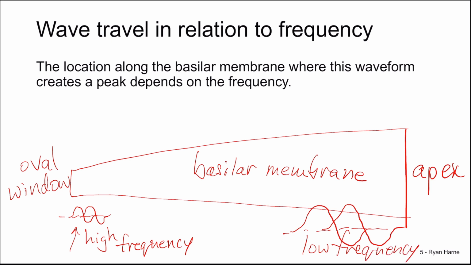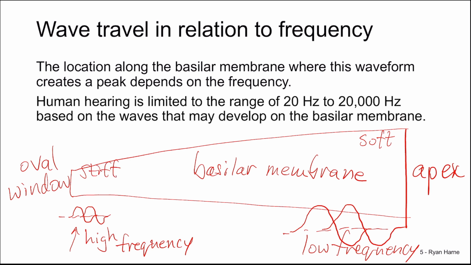This is again due to the fact the basilar membrane is soft towards the apex and stiff towards the oval window. So the frequencies that can be registered by the basilar membrane vary from about 20 Hz to 20,000 Hz. And this means that the higher frequency limit of human hearing, 20 kHz, is registered towards the oval window side, whereas the lowest frequency limit of human hearing occurs towards the apex side of the basilar membrane.